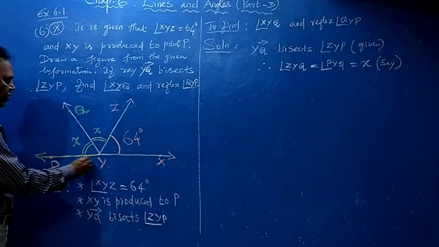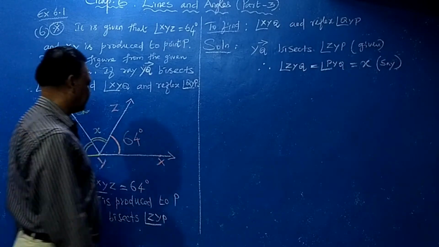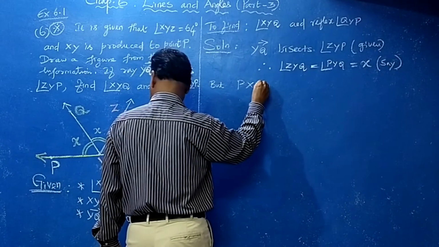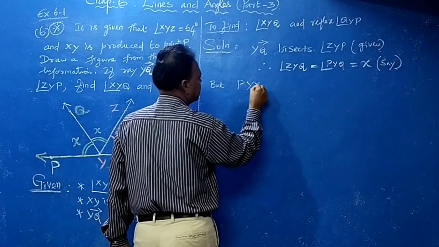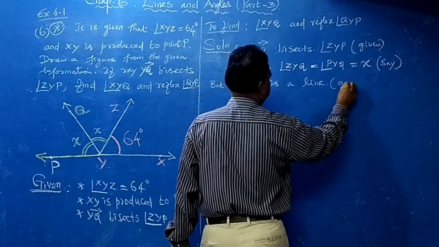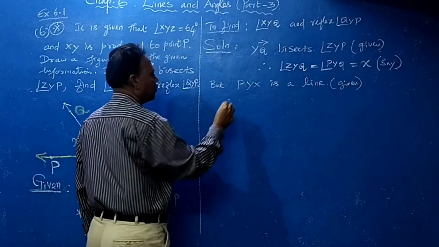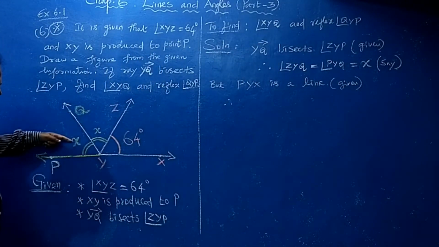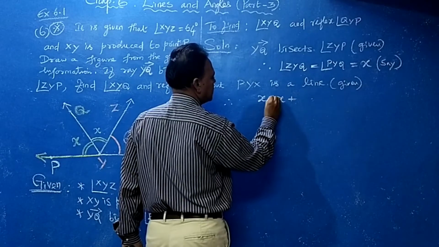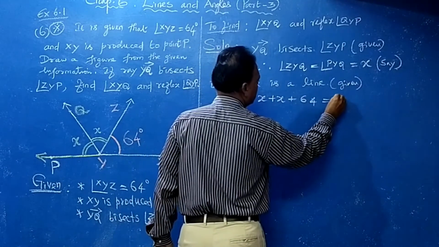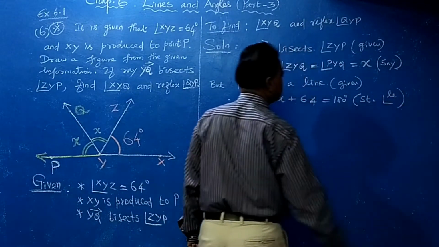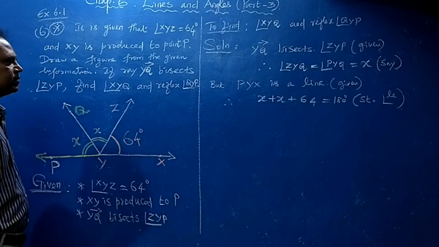Now, since PYX is a straight line, it is given. Therefore, you can add all the three angles: x plus 64 plus x is equal to 180. That is a straight angle. A straight angle is always 180 degrees.